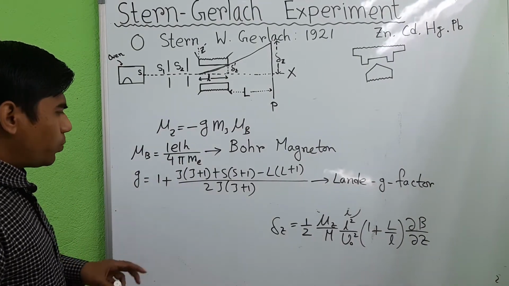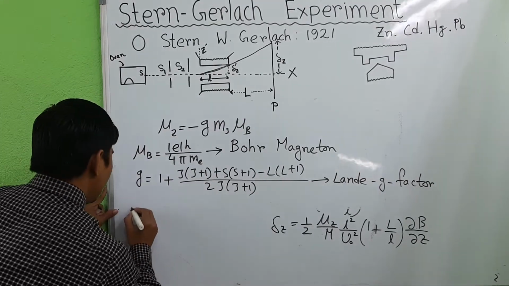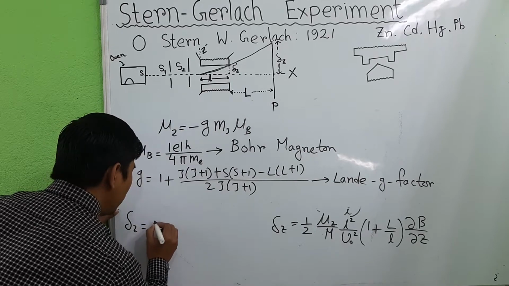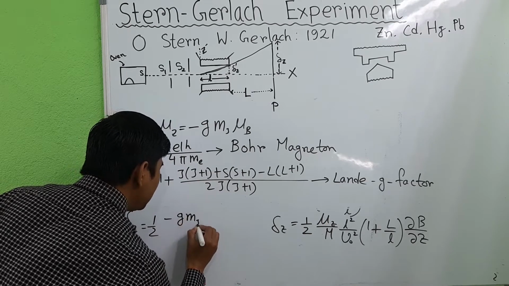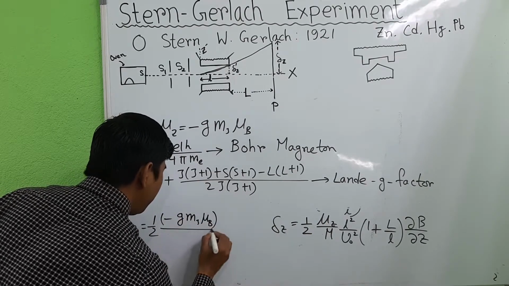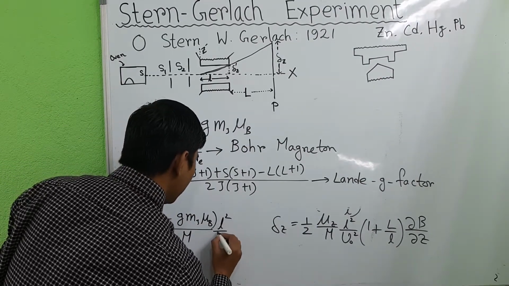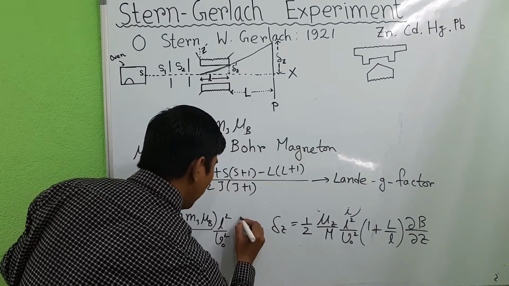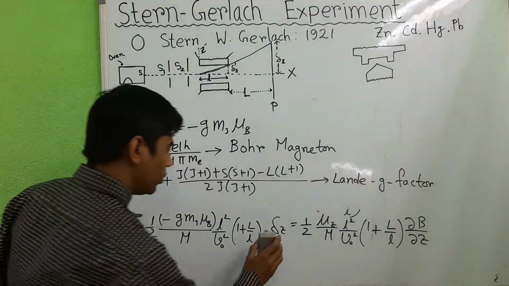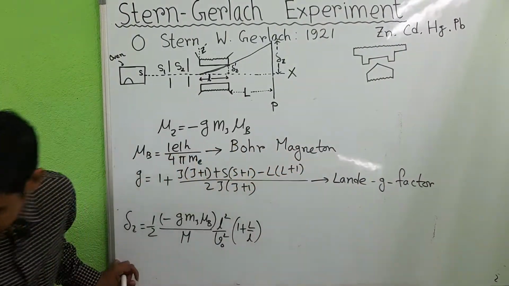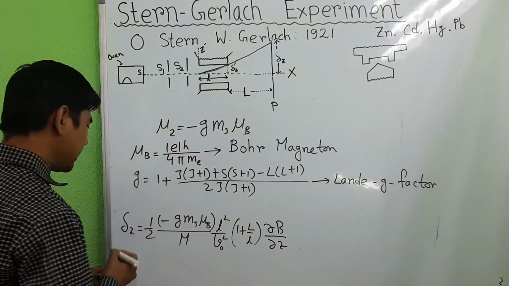Now, if we put the value of mu z in this equation, then we get delta z equals half, and the value of mu z is minus g mj mu B by m, into L square by V0 square into 1 plus L by l into del B del z. So this is delta z.